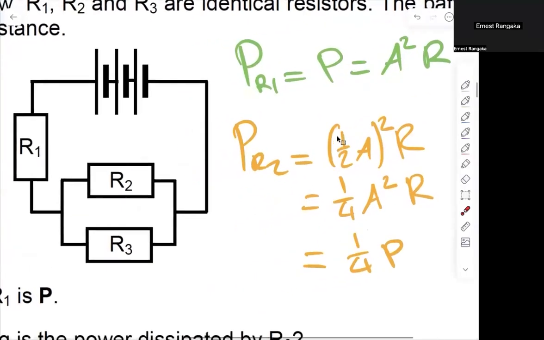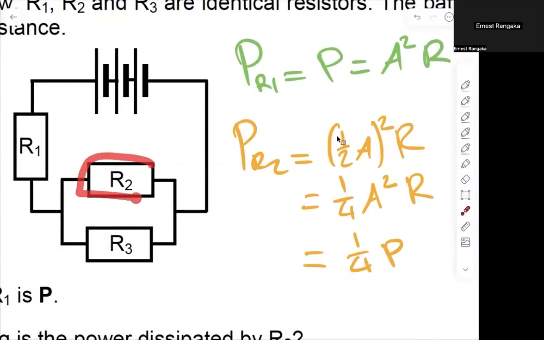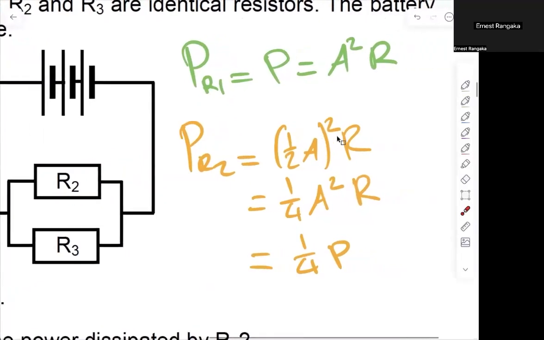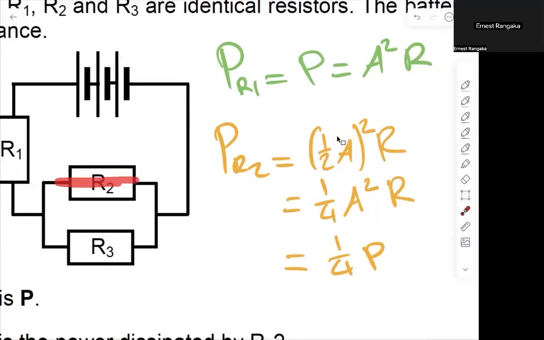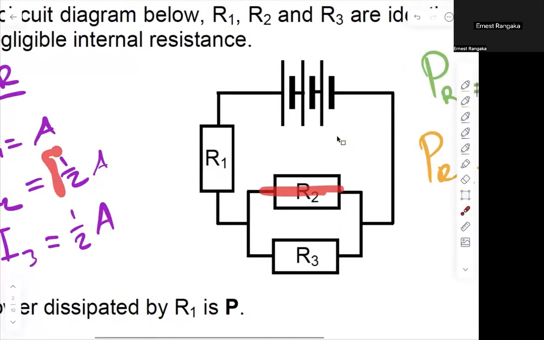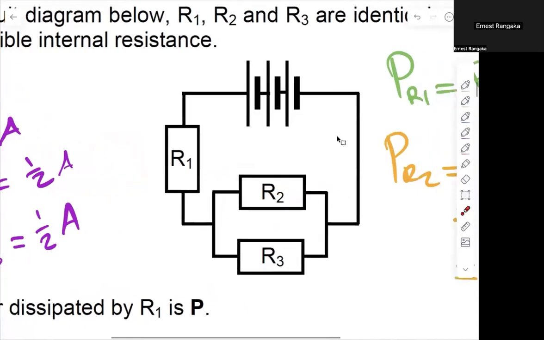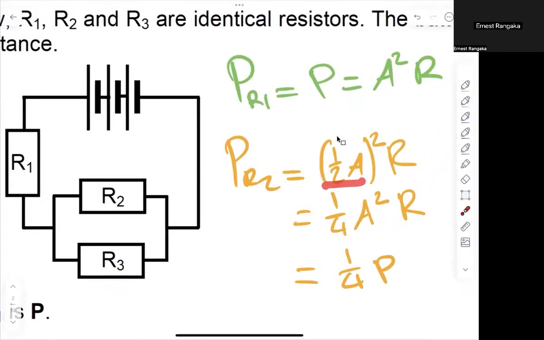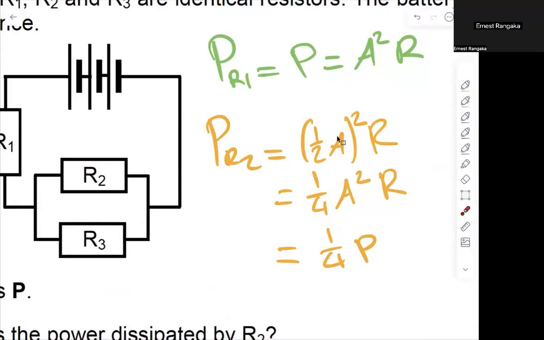Then let's do the same thing for R2. The power is equal to I squared R. The current through R2, we already said, is going to be half A, right? So we're going to say half A squared times R. When we say half A squared times R, we need to square the half and square the A. That's how it works when I've got an exponent like that. Half squared is 1/4, A squared is A squared, and R stays as R.